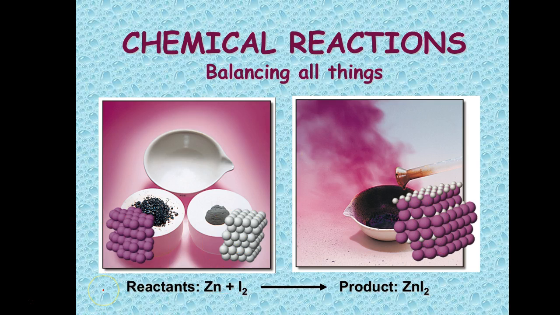I'm going to erase all the ink on the slide. So I have 1 atom of zinc and 2 atoms of iodine, and they've come together in a 1:2 ratio. Okay, so that's what a chemical reaction looks like.